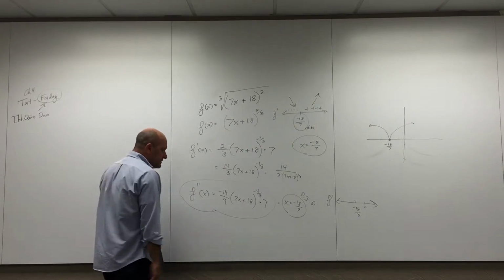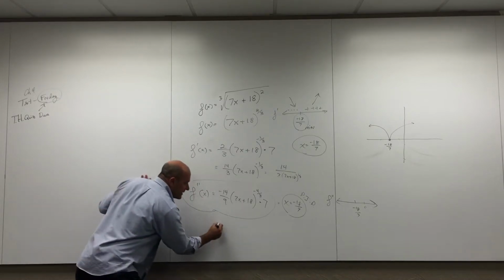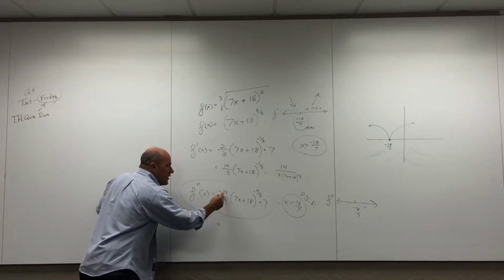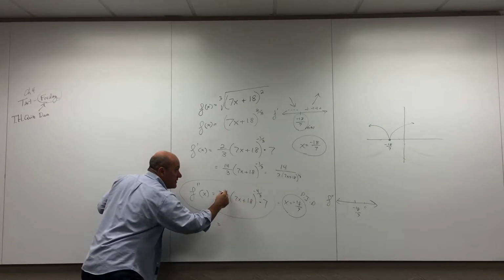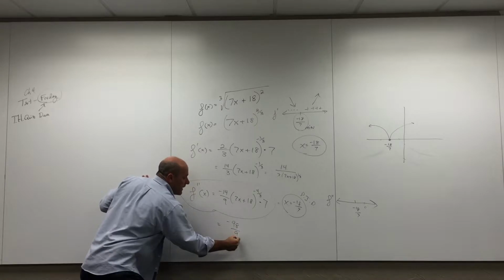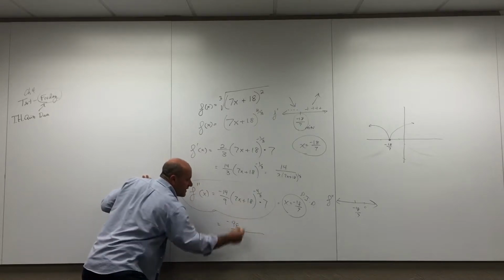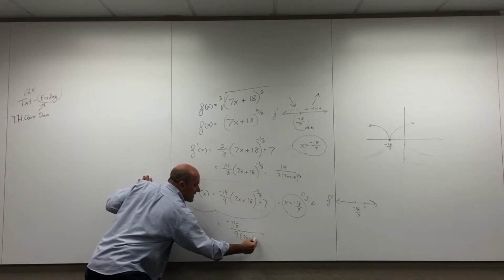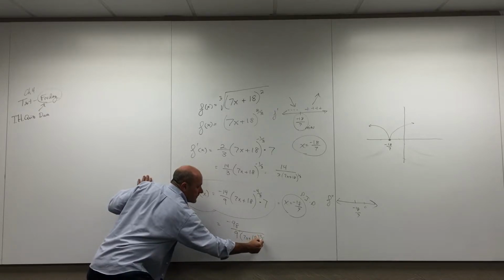It's kind of a mess. Maybe you'd like it here. Let's clean it up just a tad. What is 14 times 7? 98. Negative 98 over 9. And this dude's in the denominator. It's a 7x plus 18 to the 4/3.